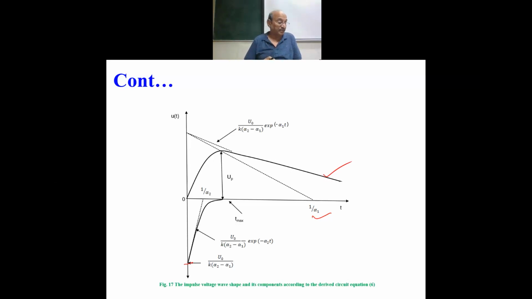So by plotting this, you can numerically calculate what the wave shape should be, because you have an analytical equation depicting the total wave shape. By the knowledge of the components in the network and the values of alpha 1 and alpha 2, you can determine the total wave shape, that means the wave front and the wave tail of the wave shape you want to produce.